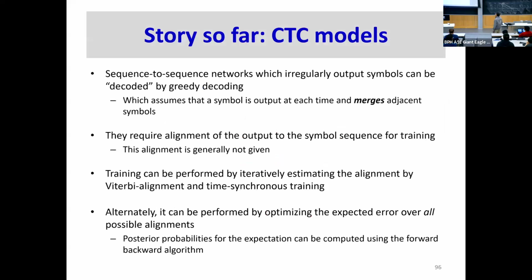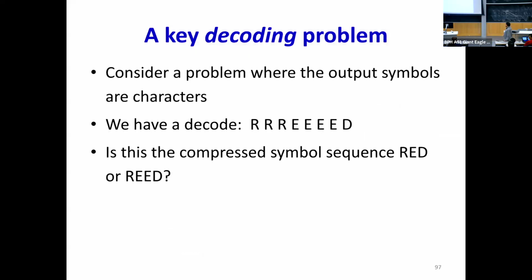So here's what we find. This is what we call the Connectionist Temporal Classification network. Sequence-to-sequence networks which irregularly output symbols can be decoded through a greedy algorithm. They require alignment of the output to the symbol sequence for training, and this alignment is generally not given. So training can be performed by iteratively estimating the alignment using Viterbi alignment and time synchronous training. Or it can be performed by optimizing the expected divergence over all possible alignments, in which case the posterior probabilities for the expectation can be computed using the forward-backward algorithm. So far, so good, right?